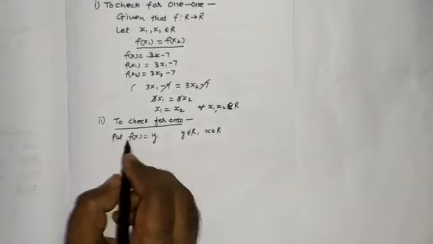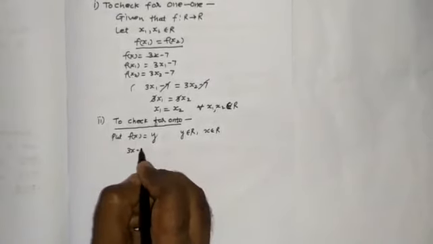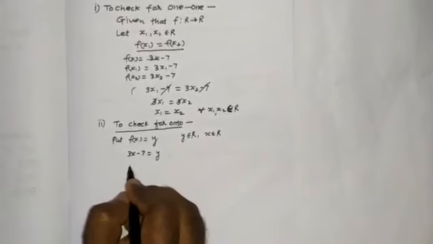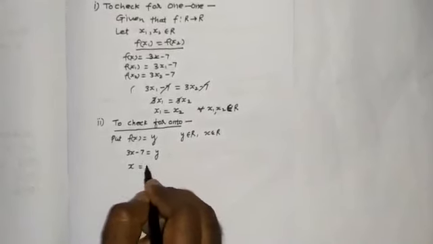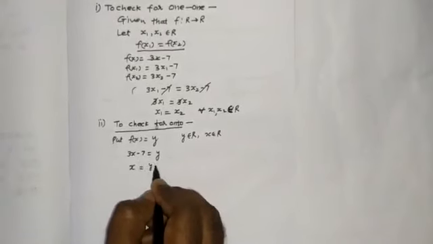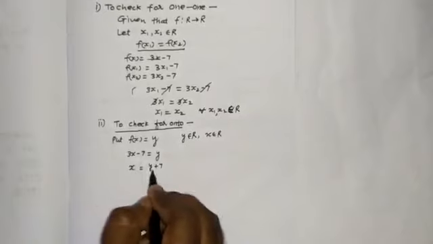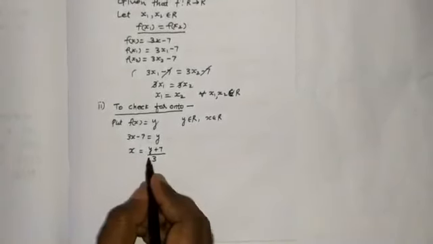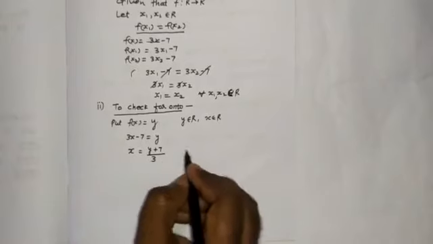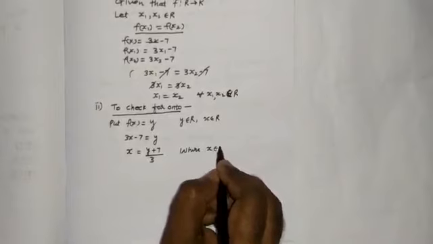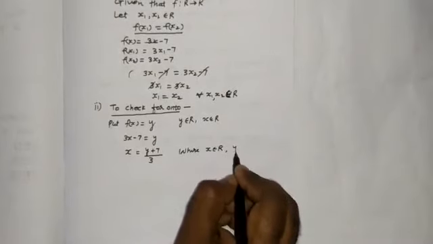The given function f(x) is equal to 3x minus 7. Now substitute f(x) equals y here and solve for x. Now x will be equal to, minus 7 transferred to the right side, this will be y plus 7, and 3 divides here, y plus 7. Then you will get x equals (y plus 7) upon 3, where x belongs to real numbers and y also belongs to real numbers.